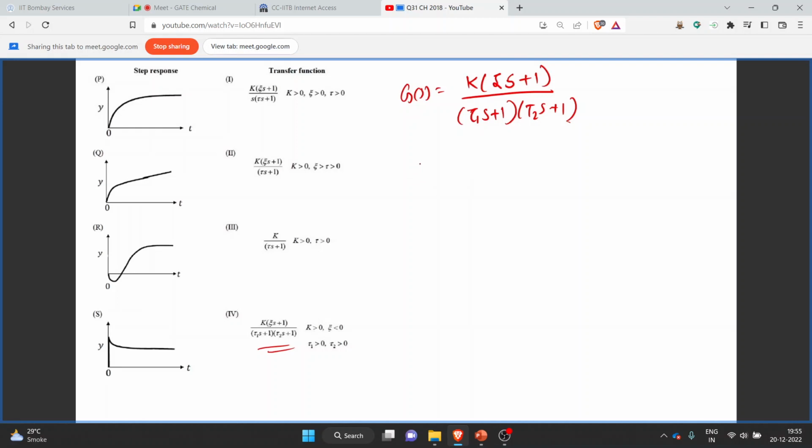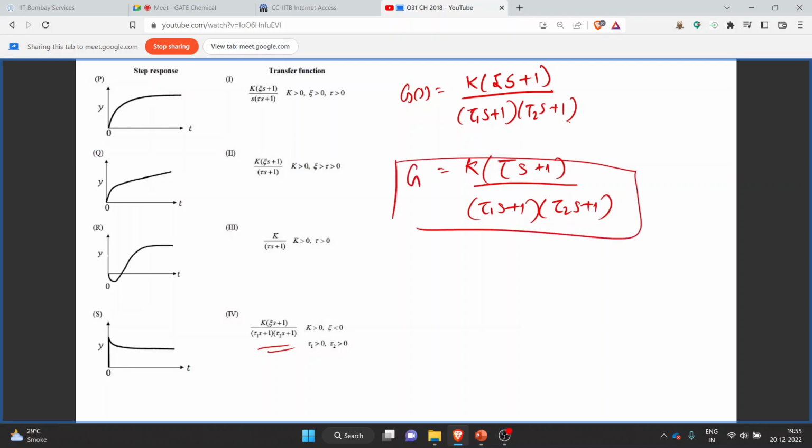So if any process is having components which provide us an inverse response, then the transfer function can be written in the form of K (tau s plus 1) upon (tau 1 s plus 1)(tau 2 s plus 1). And if the zeros of this transfer function, that is the roots of the numerator, are greater than 0, we can say that we are having an inverse response. In case of an inverse response, initially the response will be in one direction, and at the end the direction of the response will be another.